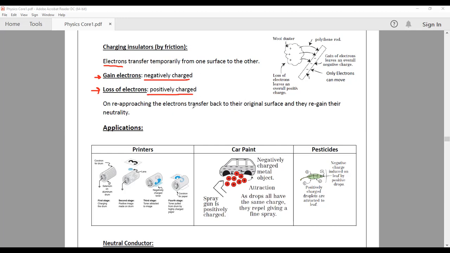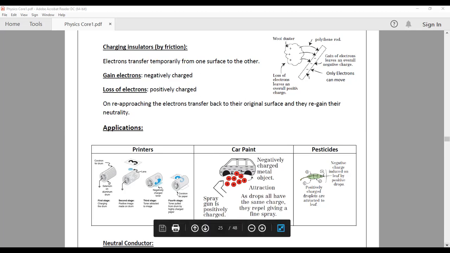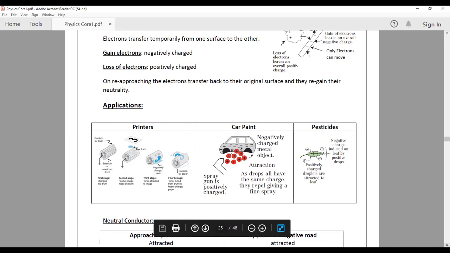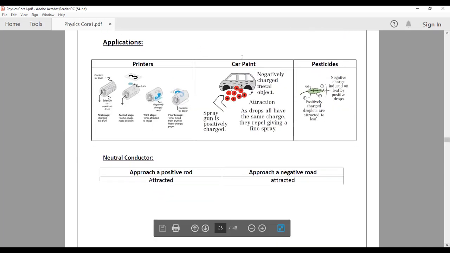On re-approaching, the electrons transfer back, as we said; this is a temporary action. Then they will regain their neutrality again. We have some applications that we could mention if you were asked about them. In these applications, we use the idea of having a positively charged object. For example, we apply positive charges in the shape of the number 3 on the paper, and then the color will be negatively charged, so they will attract each other to form the number 3.